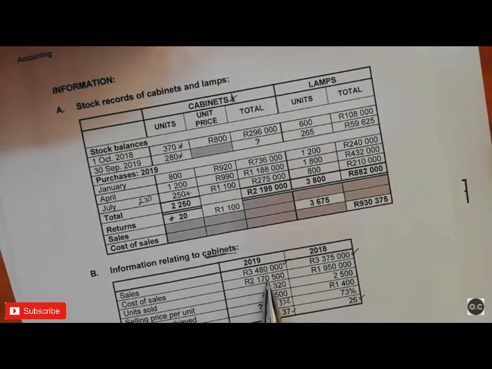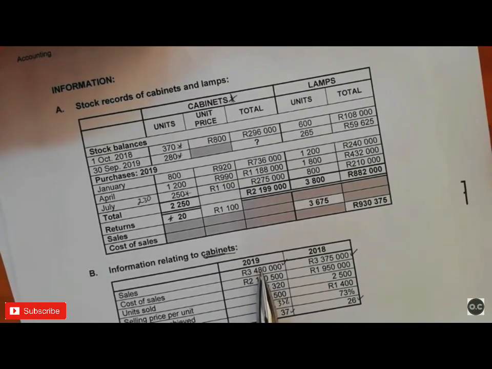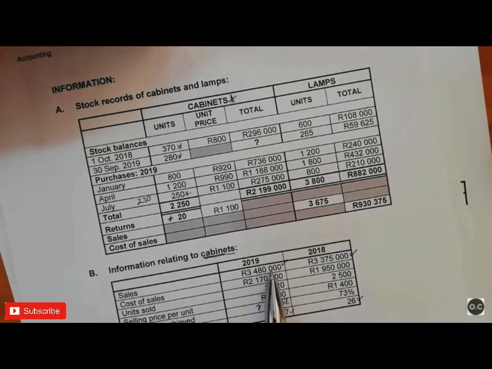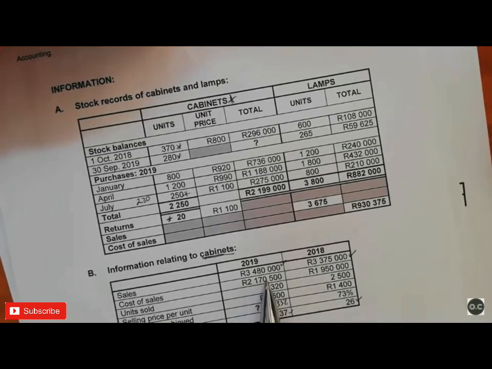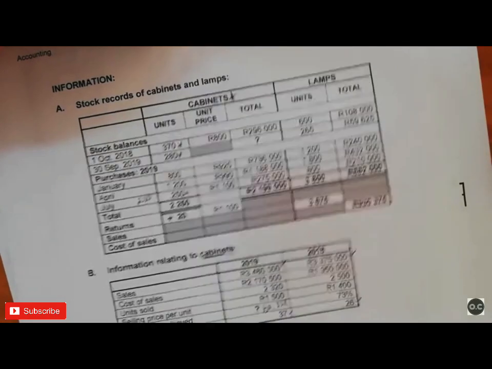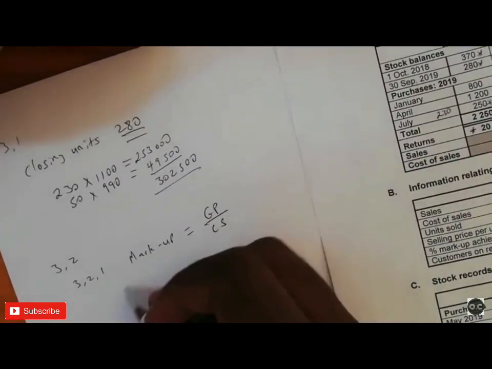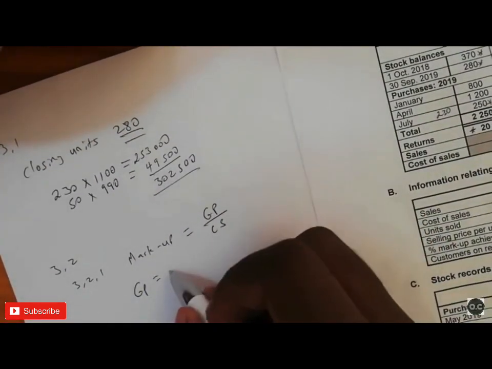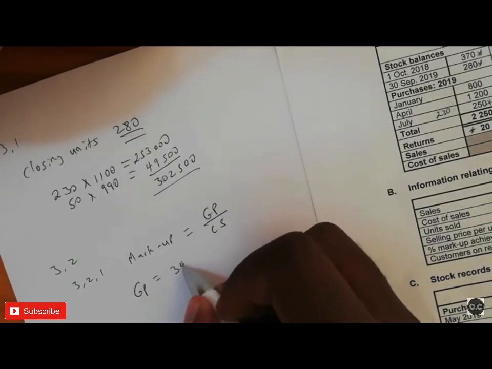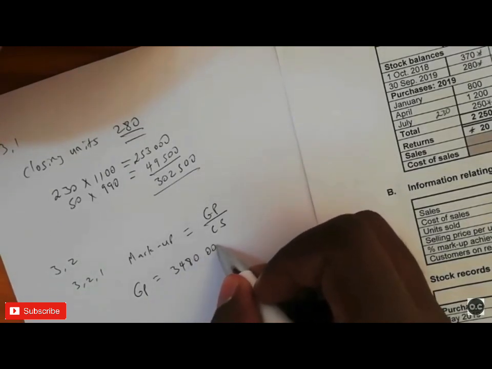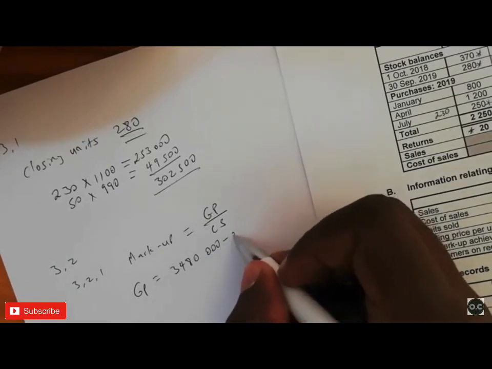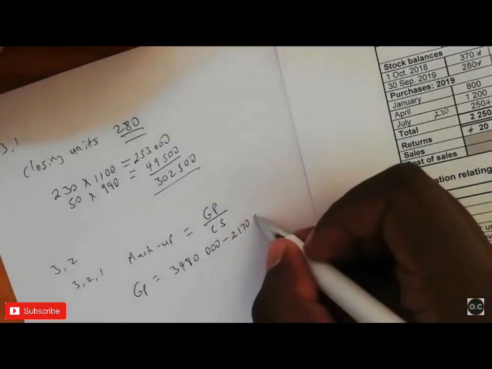So the cost of sales is 2,170,500. This is in relation to cabinets, and we're looking at 2019, right? So your sales was 3,480,000. Your cost of sales was 2,170,500, right? So you have to calculate first your gross profit, right? How do you calculate gross profit? It's sales less cost of sales, right? So 3,480,000 minus 2,170,500.